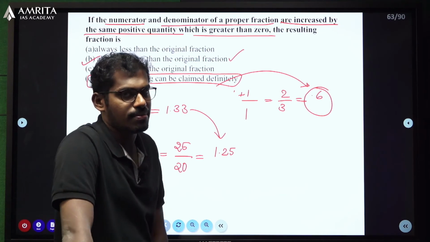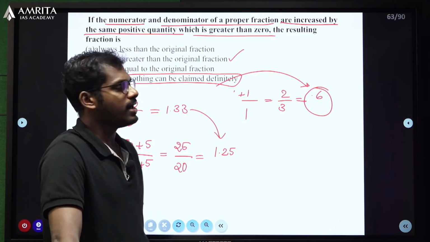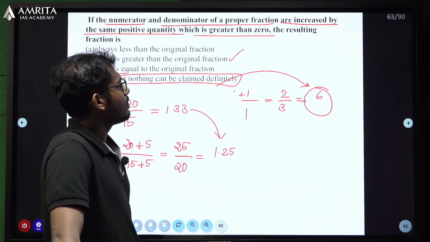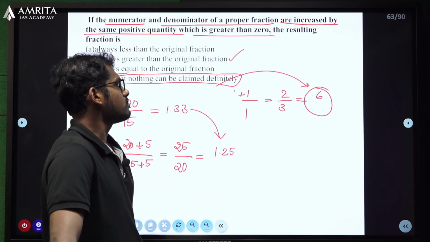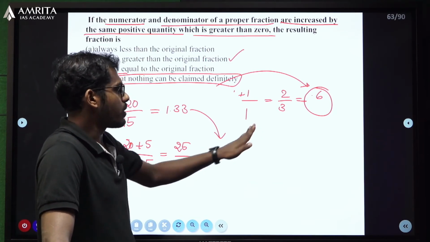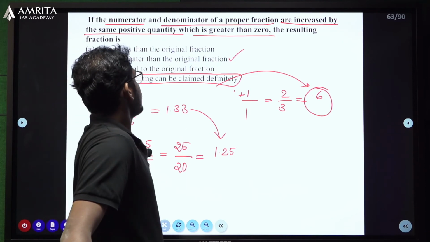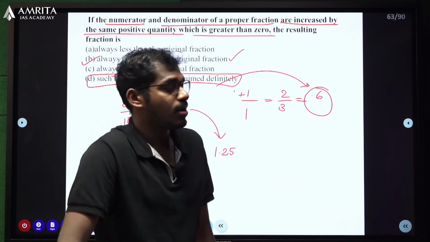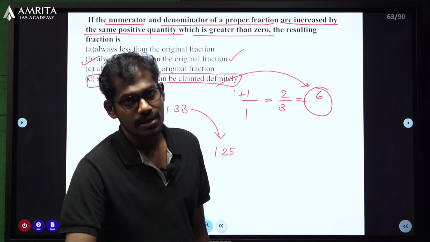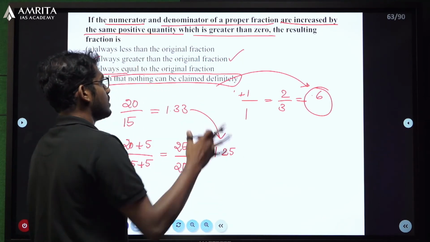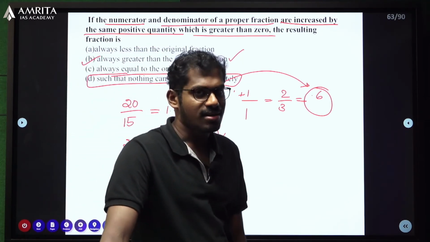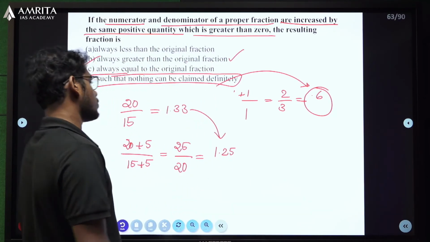Since nothing can be claimed about the UPSC answer key, we cannot rely on it. So UPSC says the answer is option B. However, the actual answer is option D. Okay. Since this question cannot be asked in further exams, let's forget about that.